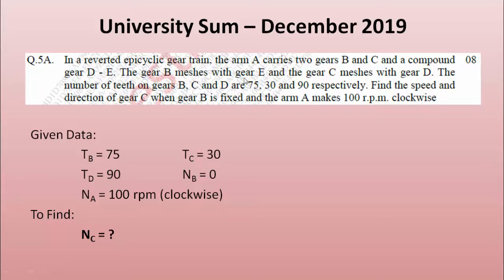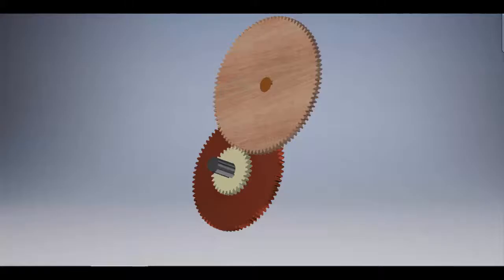Okay, so gear B is meshing with gear E and gear C is meshing with gear D. So you have to remember, B is meshing with E and C is meshing with D. The number of teeth on B, C, D are given as 75, 30 and 90. They are asking us to find the speed and direction of gear C when gear B is fixed and the arm A is making 100 rpm clockwise rotation. So this is the given data and we have to find the rpm of C.